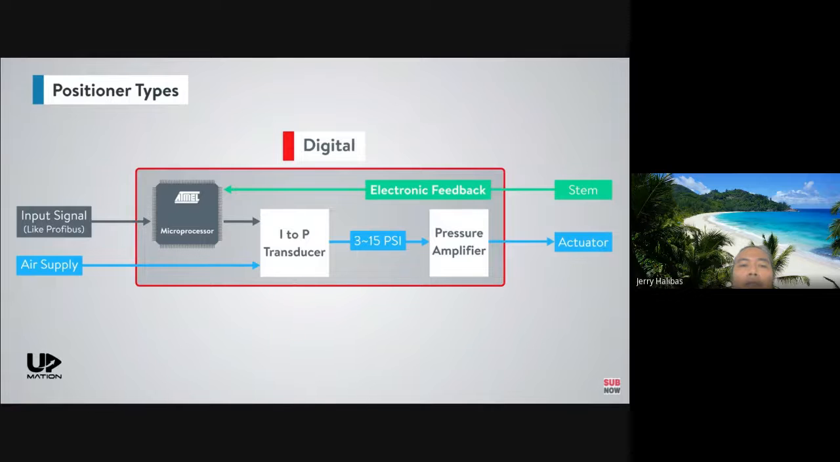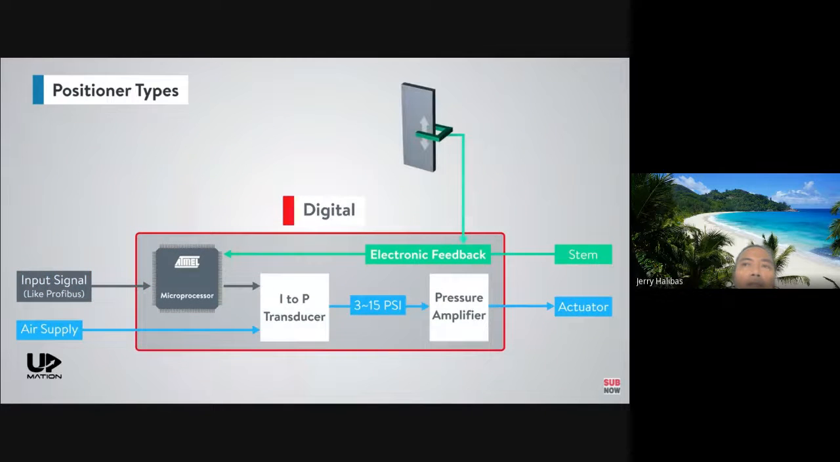In addition to an I2P transducer, these positioners take advantage of a microprocessor to fill in the place of the mechanical position feedback. The input signal or setpoint from the PLC will directly send to the microprocessor. The valve position feedback, which is measured electronically, will also enter the microprocessor. Comparing these two electronic signals, the microprocessor is able to adjust the valve position quite accurately in comparison with the other types of positioners.